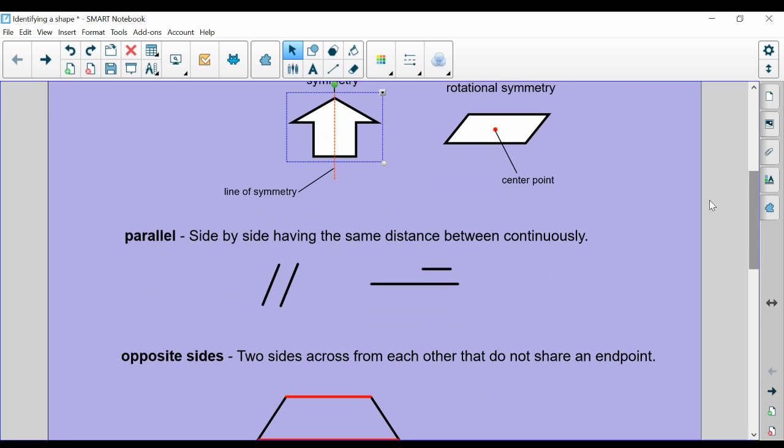Parallel, it means side by side, having the same distance between continuously. So these two lines are parallel. They're going in the same exact direction. If they continued on forever, they would never get closer together or further apart. They're always the same distance apart. Parallel lines do not have to be the same exact length. They could be spread out like this. These are still parallel.